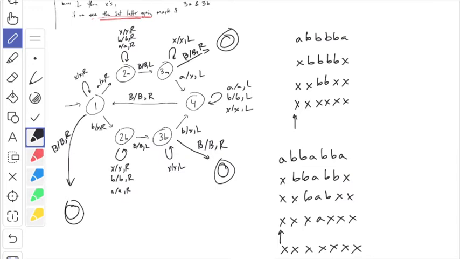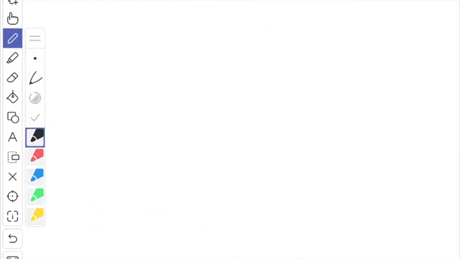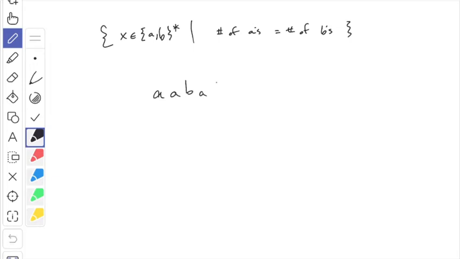Great. Okay, I got one for you all to try, and then we'll do some review stuff for the test. So I would like you to make me a Turing machine for this language. X is in {A,B}*. This is going to be great. The number of A's equals the number of B's. But they could be in any order you like. So it could be something like AA, BA, BB, about like that, right? Just the number of A's is the same as the number of B's.